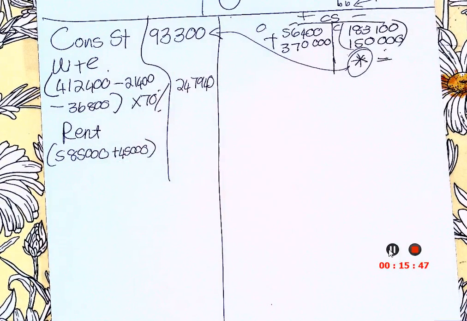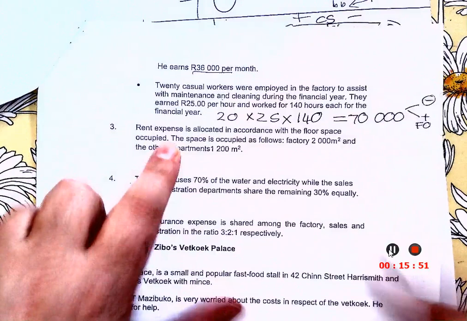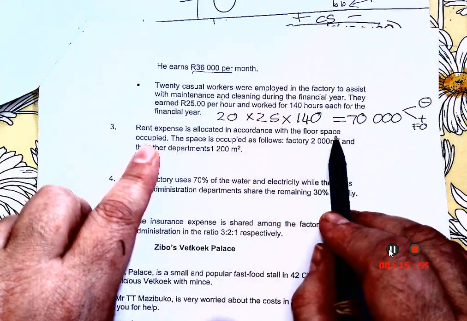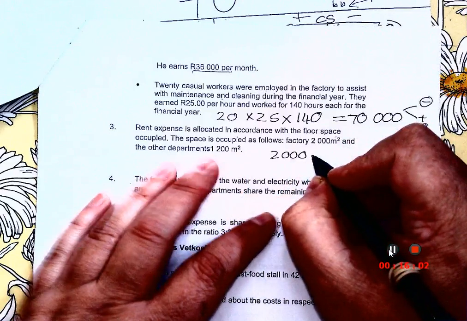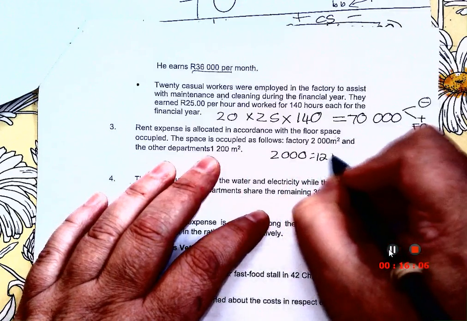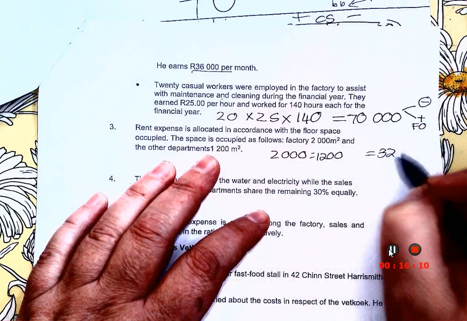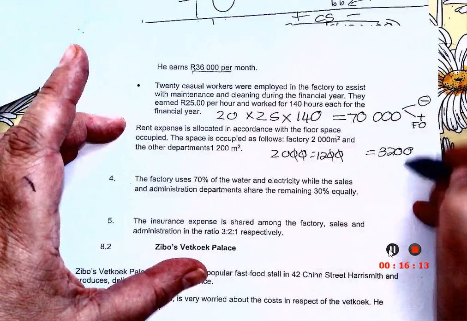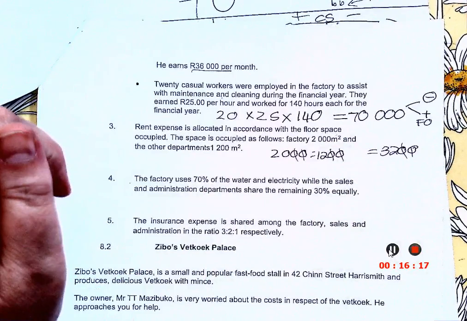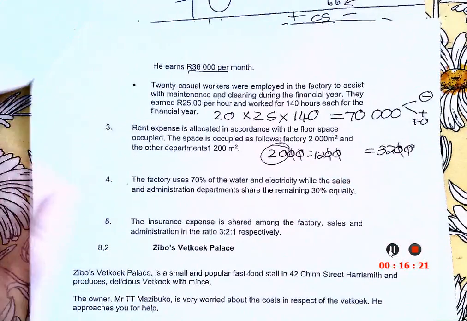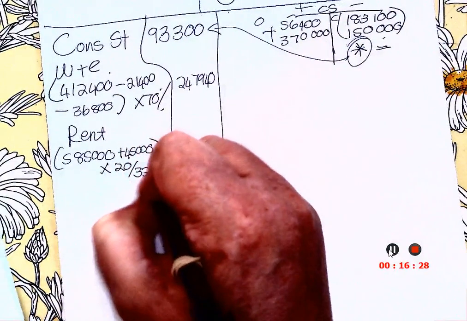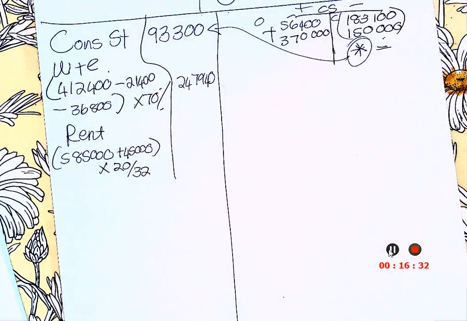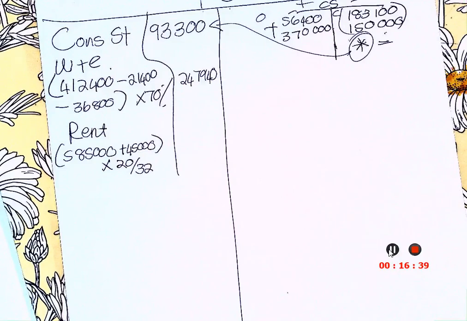Okay? So let's look at ratios. They say rent expense is allocated according to the floor space. So what is the floor space? So can you see? They say factory, 2,000. Other departments together, 1,200. Okay? So can you see your total is 32. If it's easier for you, scratch out the zeros. Then you work with 32. So which one am I looking for? This one. So I'm going to say 20 over 32. You'll get exactly the same marks if you say 2,000 over 3,200, 2 over 3.2, whatever, as long as your ratio keeps the same relationship.